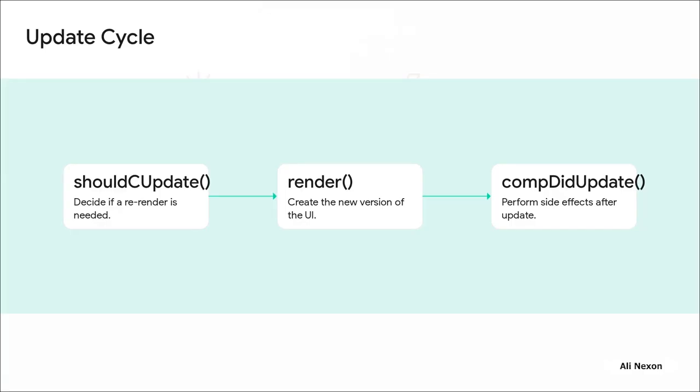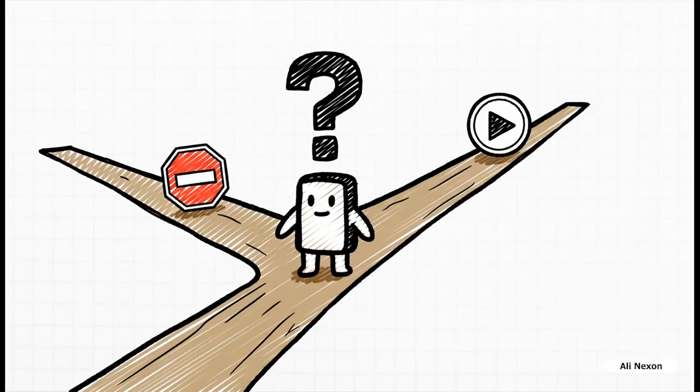And just like mounting, this update cycle follows a very specific order. It kicks off with a really important question in shouldComponentUpdate. Then, our old friend render comes back for an encore, and it all wraps up with componentDidUpdate. So before React just blindly re-renders everything, it pauses and asks a question with shouldComponentUpdate. Hey, do I really need to do this update?